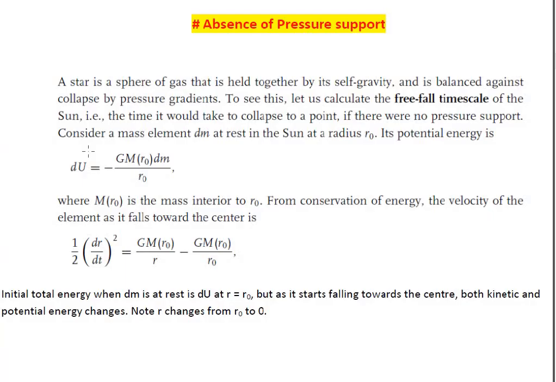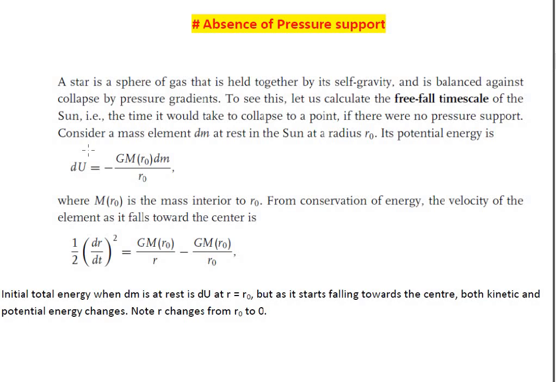Next, suppose there is no hydrostatic equilibrium, there is no pressure support, then what? Now you see, basically, what is a star? A star is a sphere of gas that is held together by self-gravity and is balanced against collapse by pressure gradient. But who is the real reason for this balance? It is actually the fusion. So a star must satisfy two criteria. One is gravitationally bound, another is your fusion reactions must be initiated in the core.